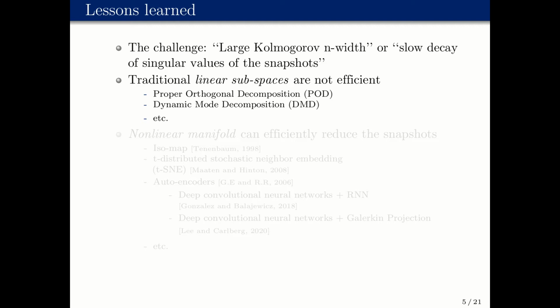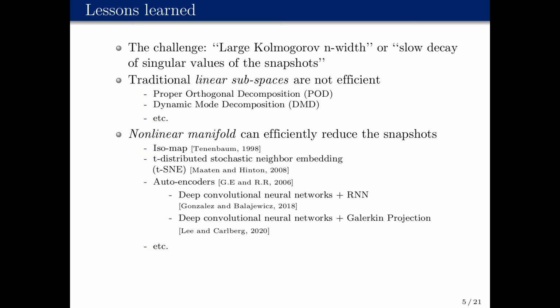However, these models are still commonly used in the engineering community because they provide some interpretable and meaningful latent variable or mapping. For example, POD captures the most energy-containing bases of the snapshots, or DMD approximates the nonlinear system with linear systems. But to address this inefficient reconstruction, we know we have to use nonlinear manifolds like ISOMAP or t-SNE or neural network-based autoencoders.